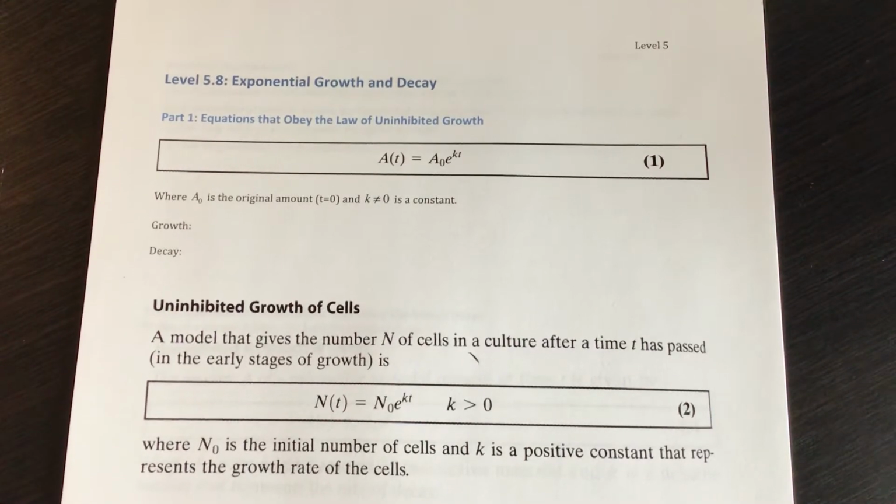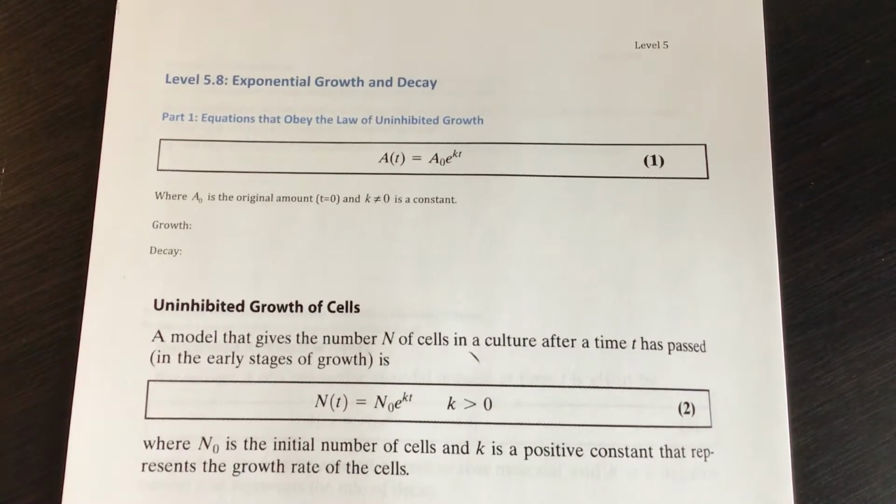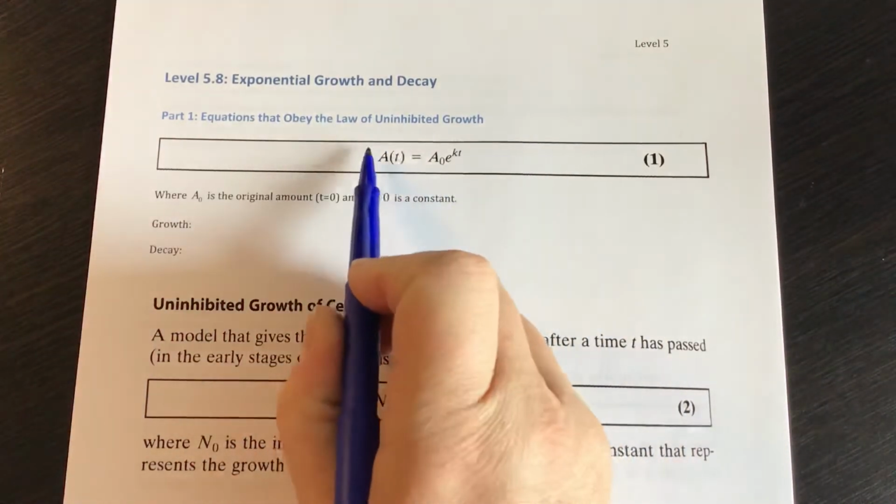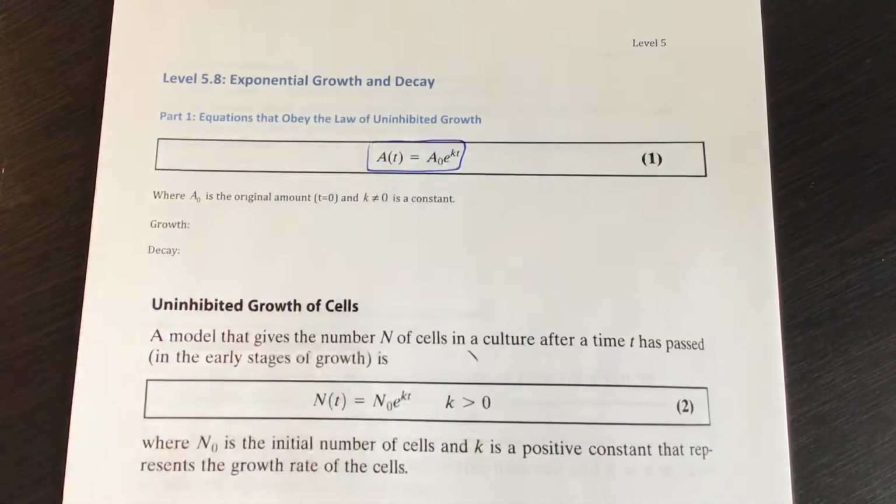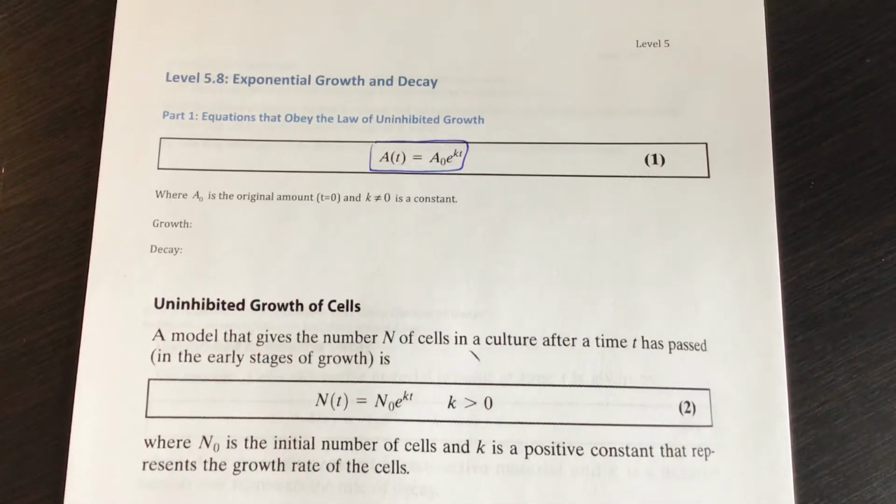All right, we're going to finish up Unit 5 today with another application of exponential functions, and we're going to look specifically at exponential growth and decay. And we have an equation here that will describe how things grow at an exponential rate or how they shrink at an exponential rate.